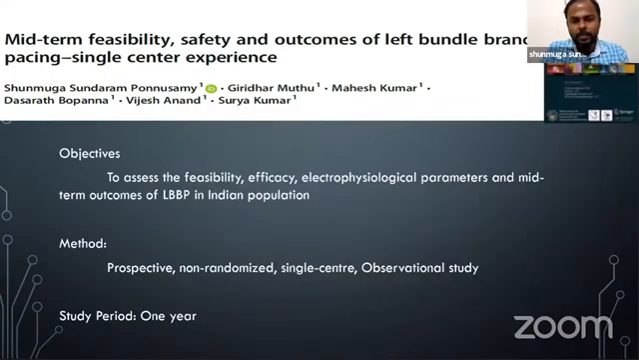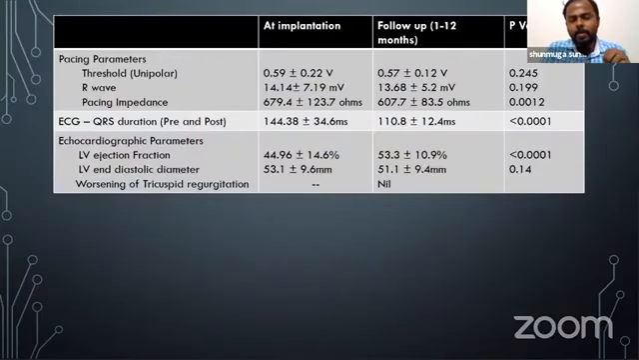We published our Indian data in JACC recently. This was a 1-year non-randomized single center observational study. It included 100 patients where we could demonstrate a 93% success rate. And you can see here, I was talking about the threshold. The mean threshold is 0.59, and at the end of 12 months follow-up, the threshold remained the same.